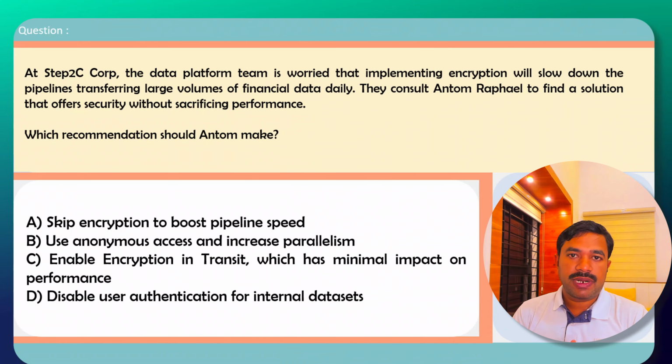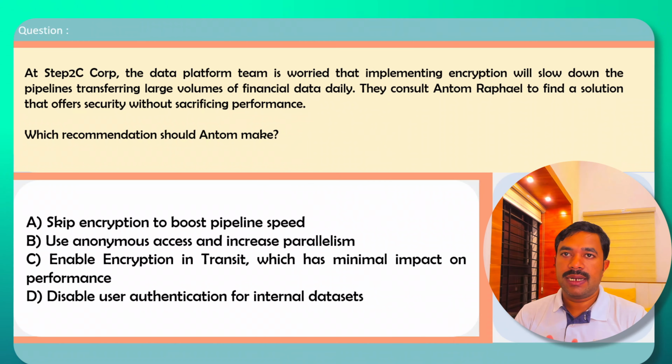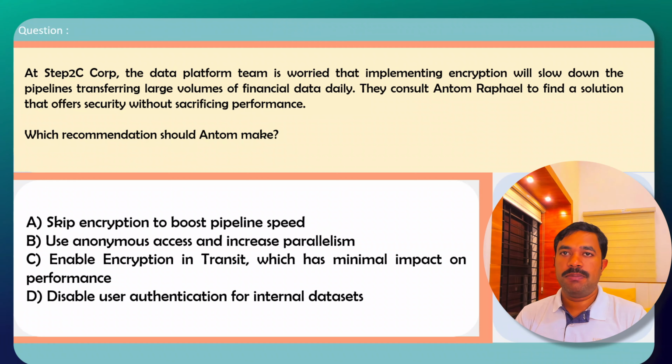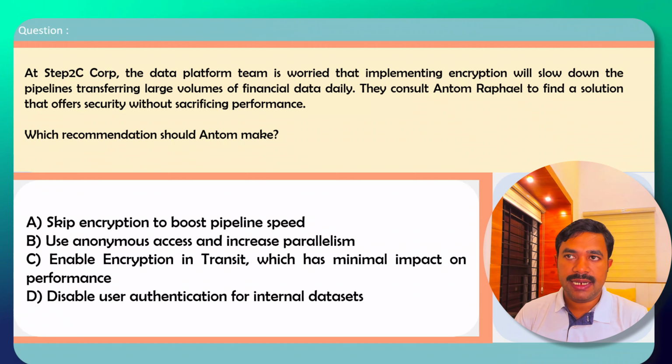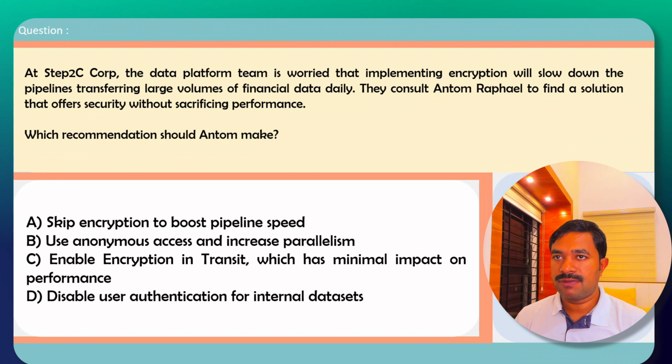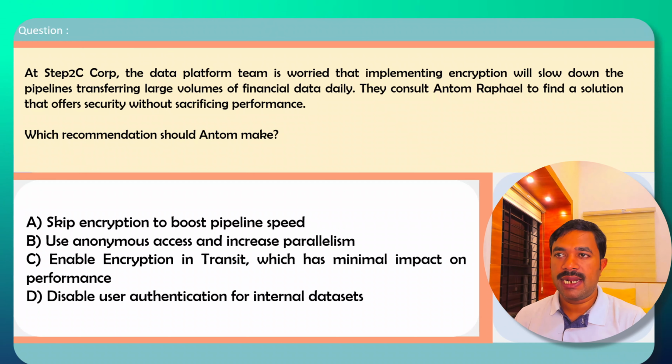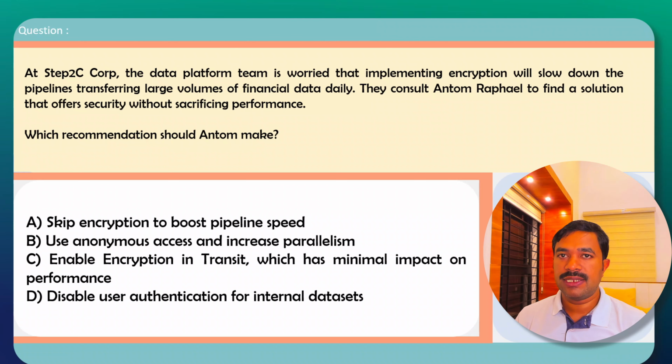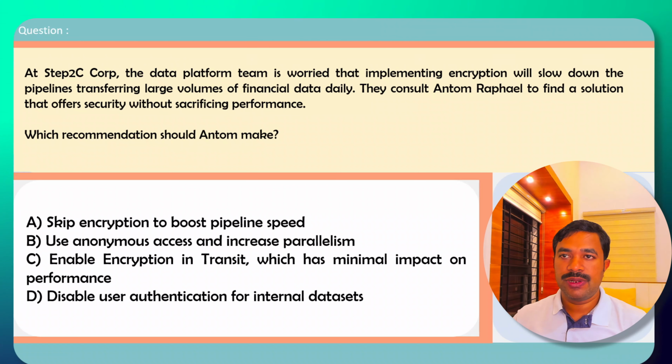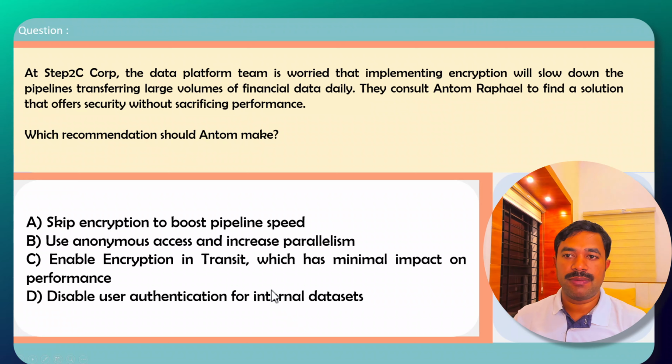Now assume Andam Raphael is working for Step 2 C Corp. At Step 2 C Corp, the data platform team is worried that implementing encryption will slow down the pipeline transferring large volumes of financial data daily. They consult Andam Raphael to find a solution that offers security without sacrificing performance. So which option should you use?